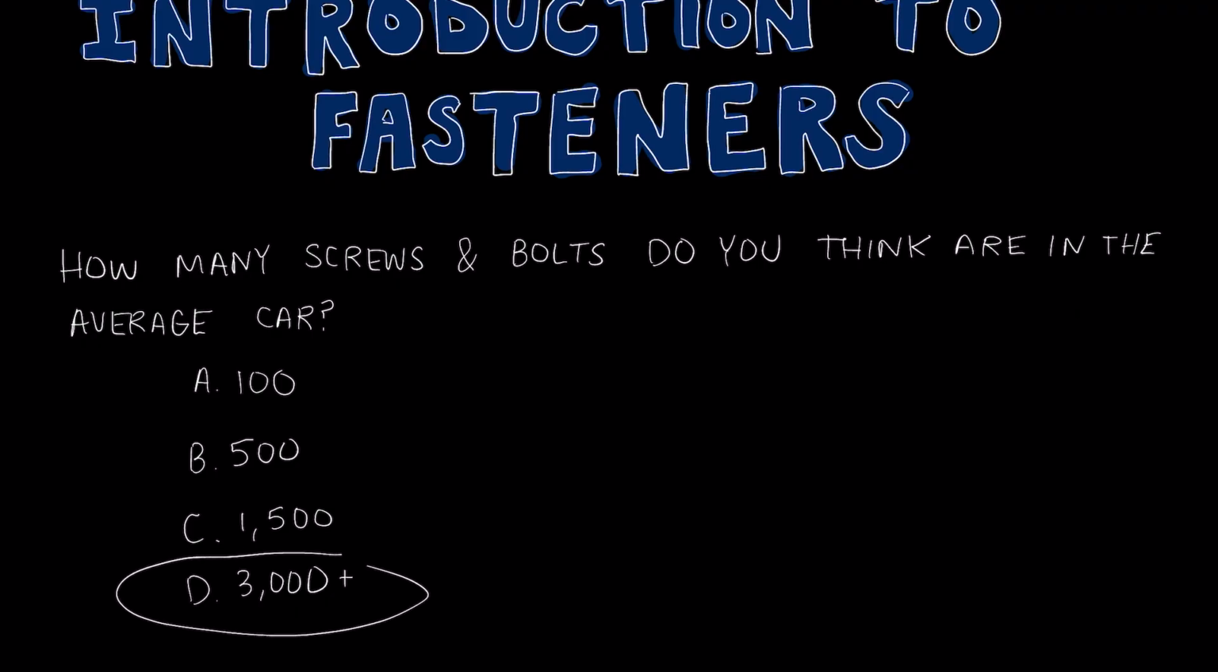Now, if a car has over 3,000 fasteners, how many do you think are in a large jet, like the Boeing 747? And if you said over 1 million, you're correct, about 2.5 million. And each of those fasteners can be specialized to cost more than several $100s a piece.